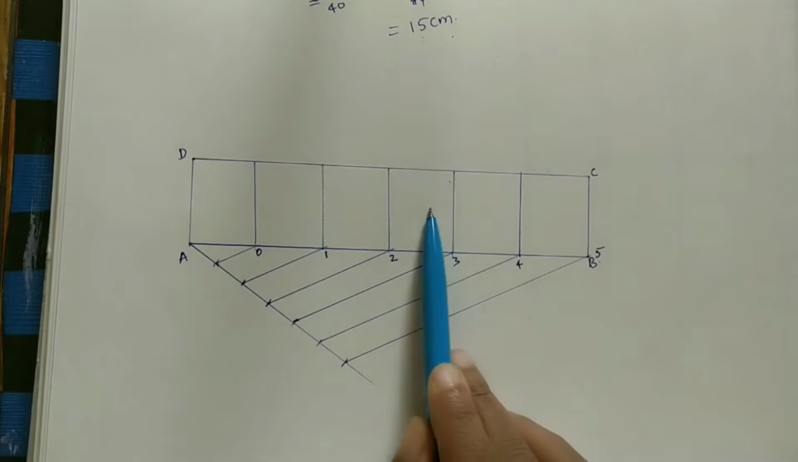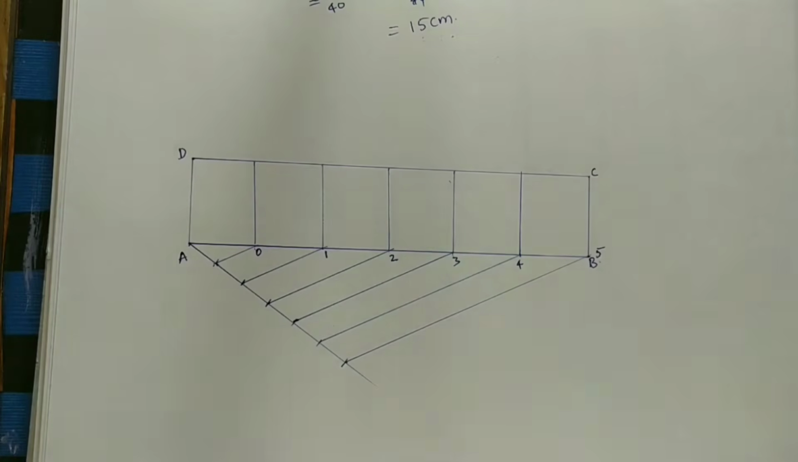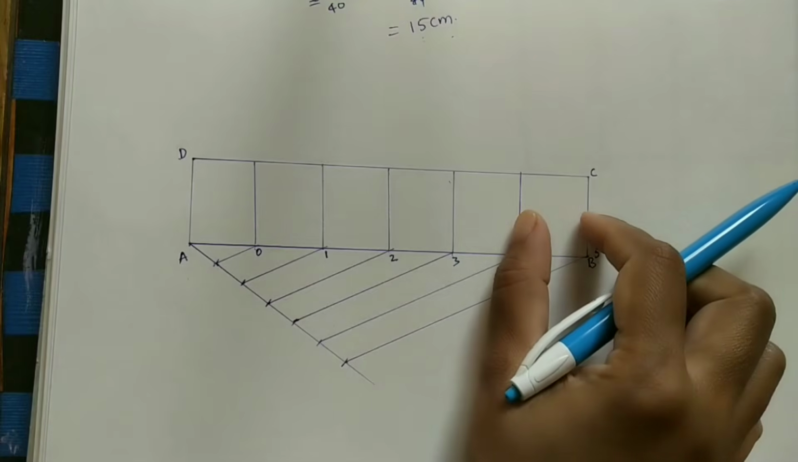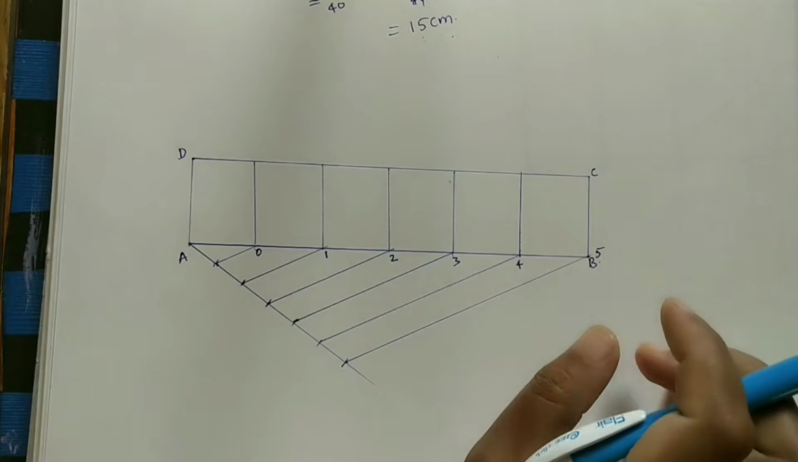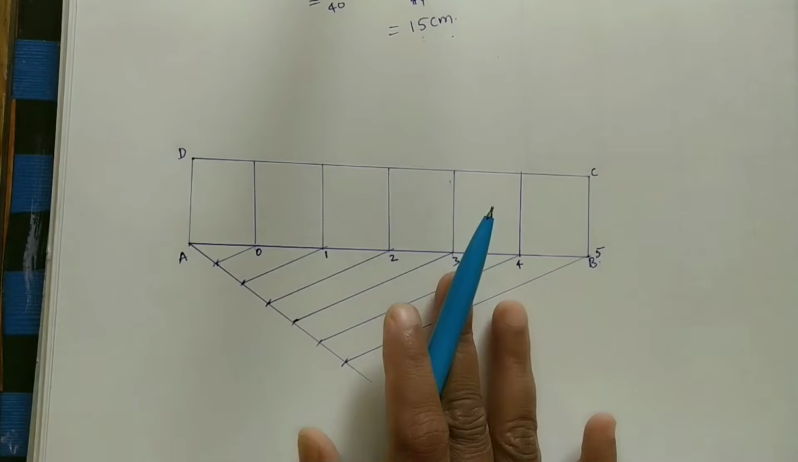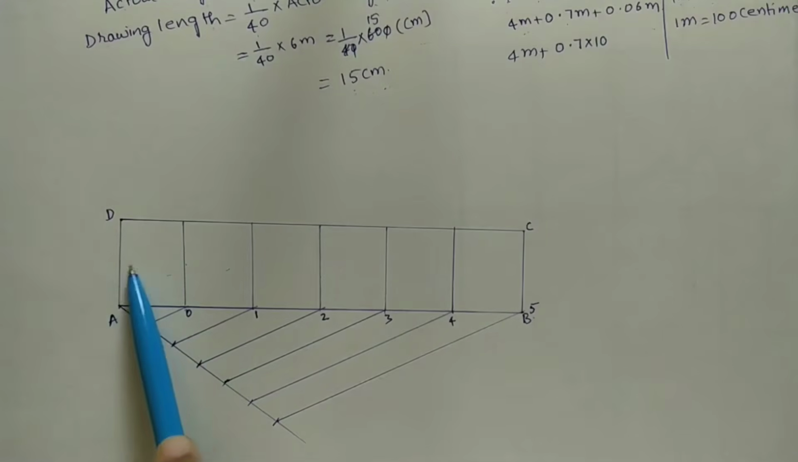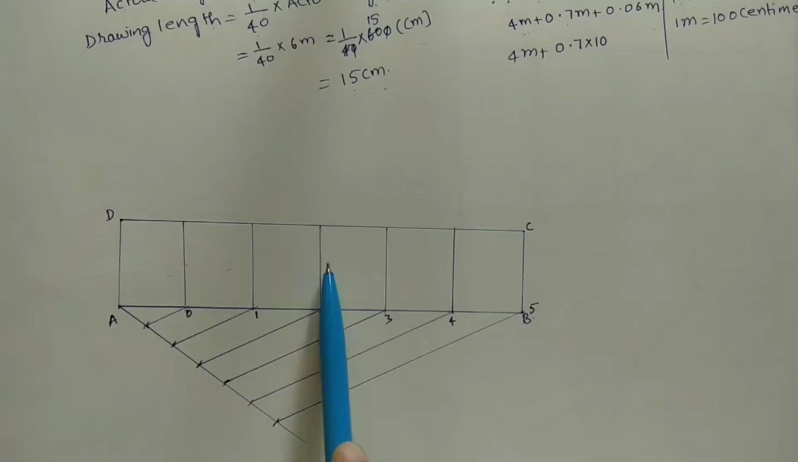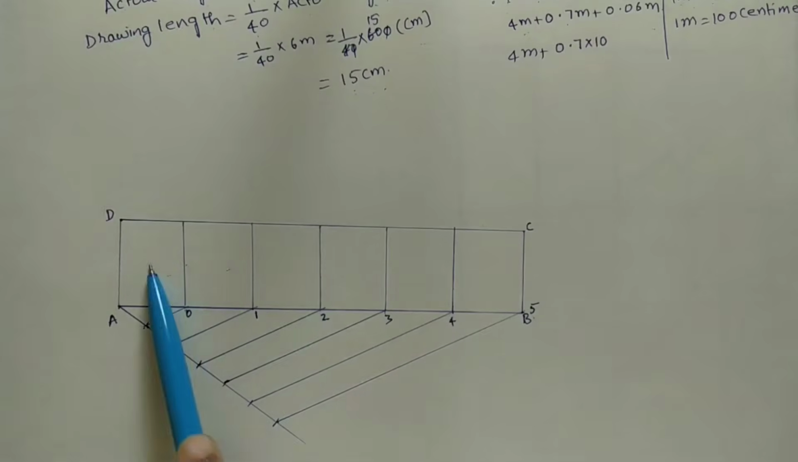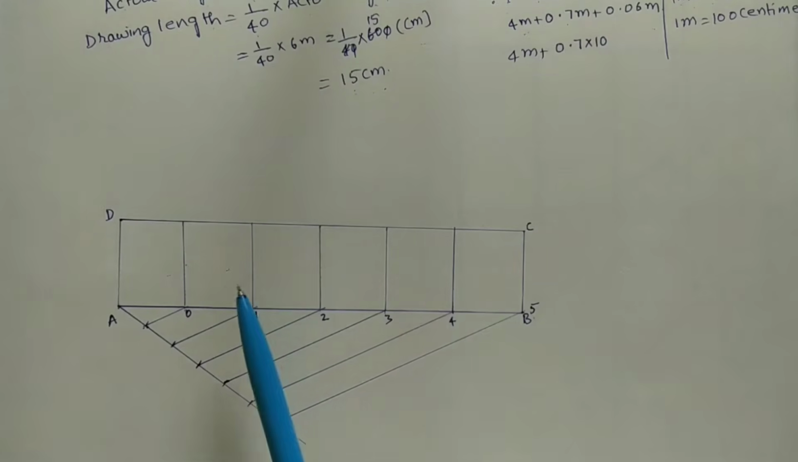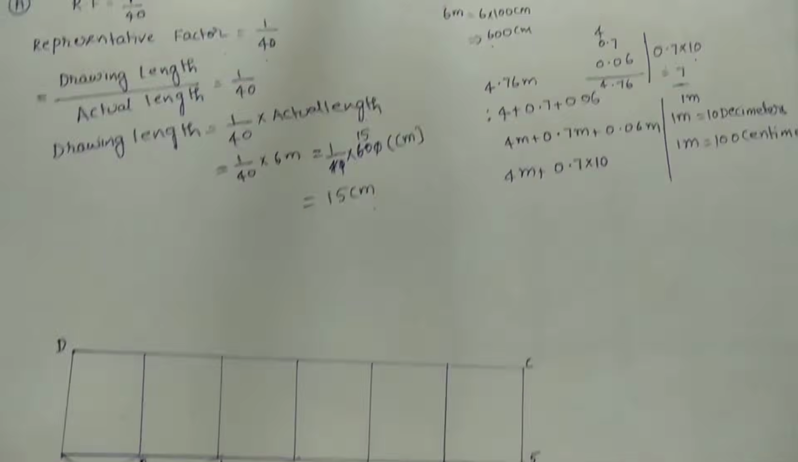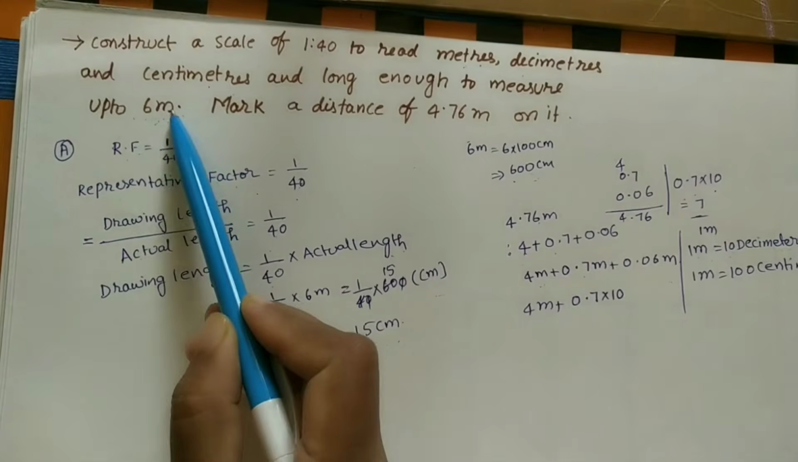1, 2, 3, 4, 5, 6. 6 equal parts. Each part measures 1 meter. Okay. So total is 6 meters. We can measure up to 6 meters by using this scale. This is our scale. So each box is 1 meter. Okay, like that we have 6 boxes, means 6 meters. This scale can measure 6 meters. Okay, maximum limit. So we did this part.